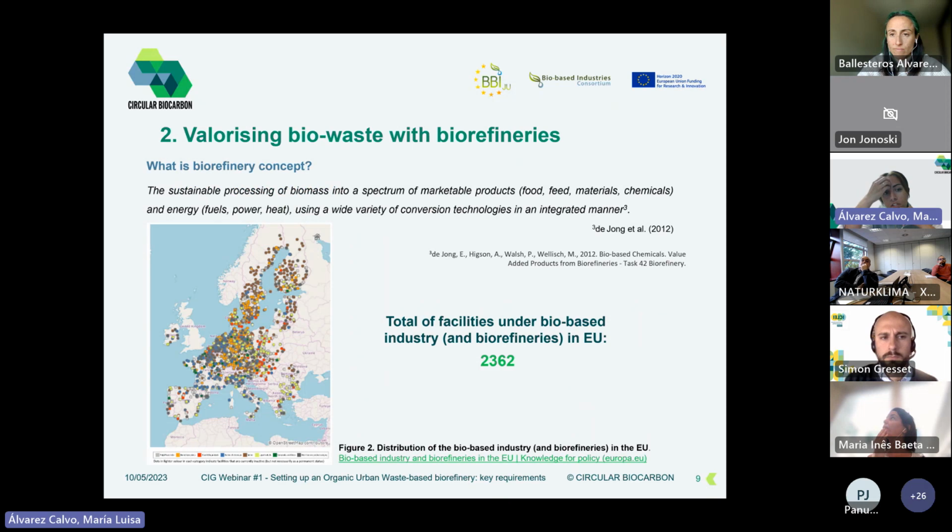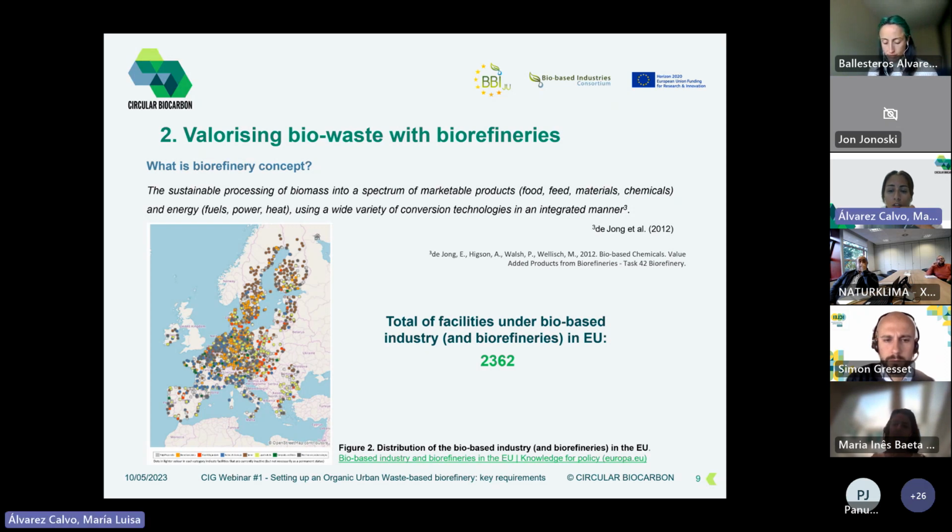Well, now about valorizing biowaste with biorefineries. Currently, the European Bioeconomy Strategy aims to accelerate the deployment of a sustainable European bioeconomy so as to maximize its contribution towards 2030. Biorefineries and bio-based products are vital in reducing global emissions and decarbonizing our energy systems because, as it is written there, biorefineries consist of the sustainable processing of biomass into a spectrum of marketable products such as food, feed, materials, chemicals, and energy, fuels, power, heat, using a wide variety of conversion technologies in an integrated manner.